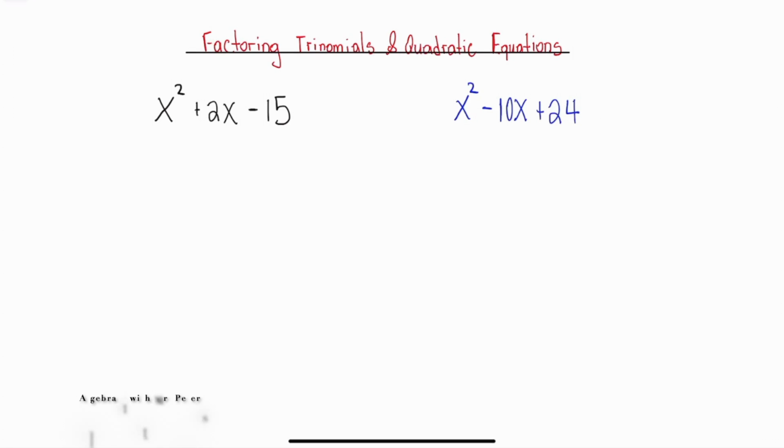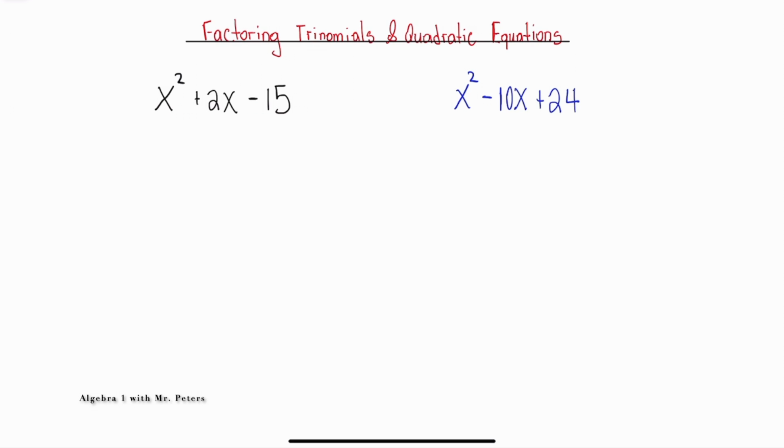What's good, math family? In today's review, we're going to look at the top 10 must-know methods to factor quadratic equations and trinomials. The first method is just how to factor trinomials that have a lead coefficient of 1. So we have to be mindful of the standard form for quadratic equations and trinomials. It's going to follow the format ax squared plus bx plus c.